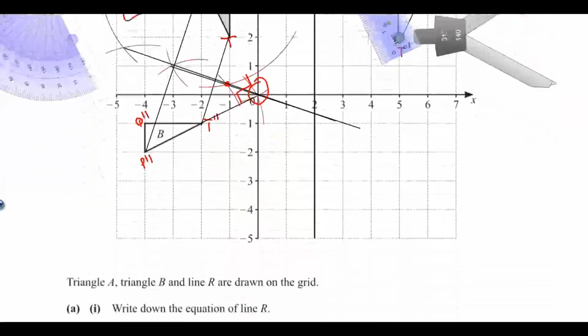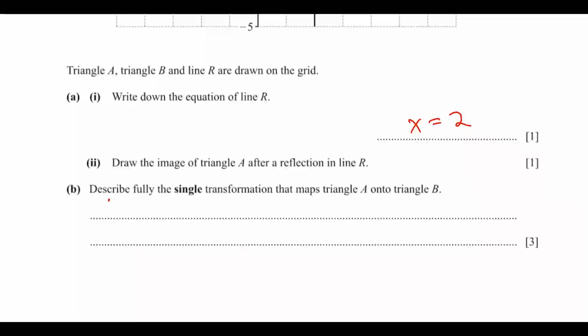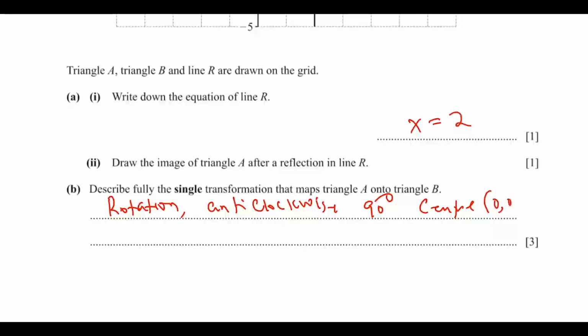So let's go down and write. So the name of the transformation is rotation, and it is anti-clockwise 90 degrees, or you may want to say 270 degrees clockwise. It is still the same as this. Okay, and center 0, 0, or you simply write center origin. Okay, so the center is origin. So this is what you should write here.